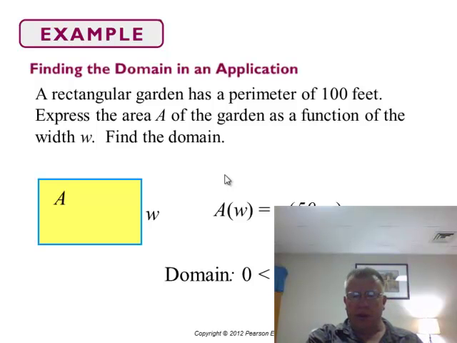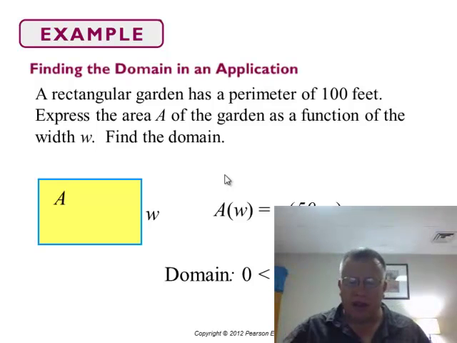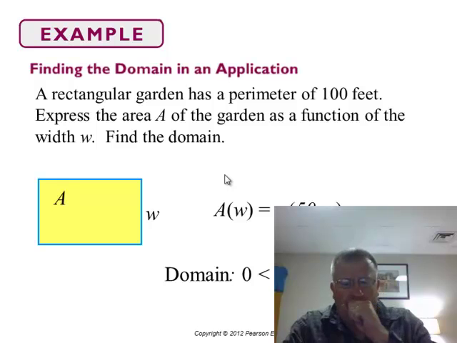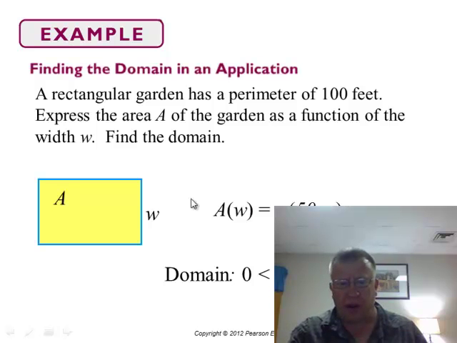Okay, so there's the domain for that function. In the context of the problem, this is the domain that makes sense. As long as the width of your plot is between 0 and 50 feet, then you will have a rectangle with some area.